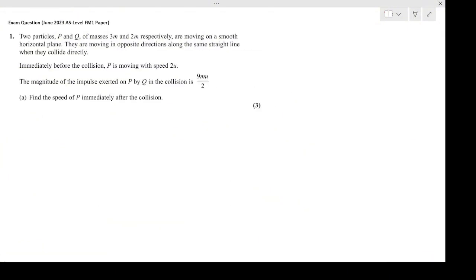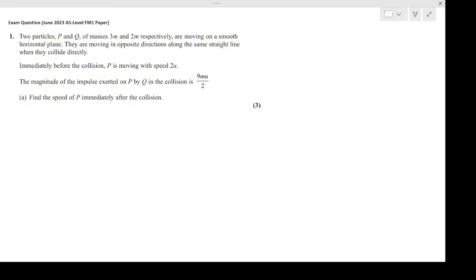Okay, so we're going to look at some exam questions then. So we've got this one first. We've got two particles P and Q of masses 3m and 2m moving on the same horizontal plane. They're moving in opposite directions when they collide. Before the collision, P is moving with speed 2u, and the impulse exerted is 9mu/2. So find the speed of P afterwards.